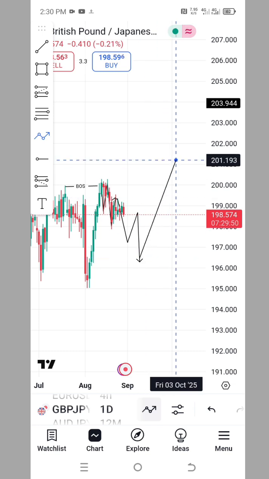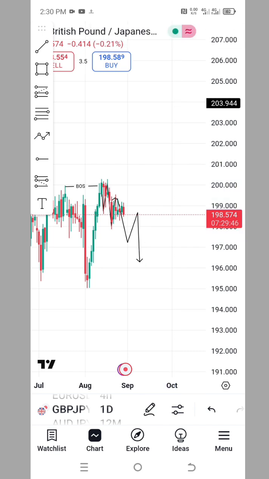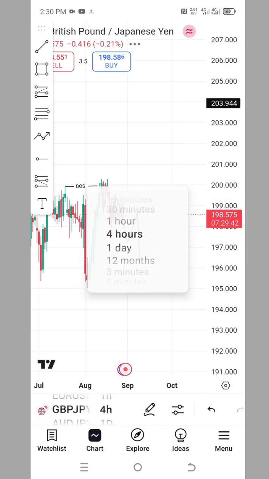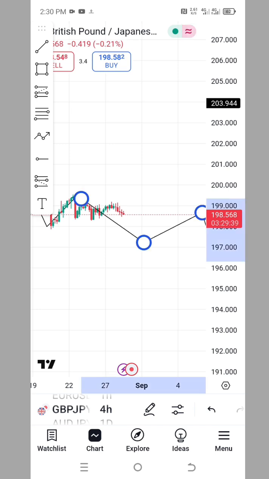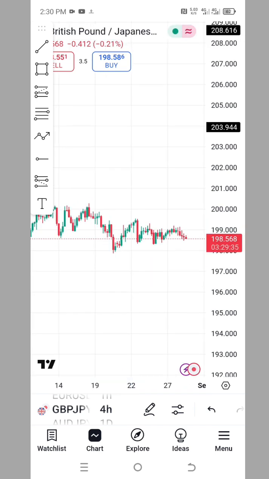Remember, we are not here to discuss which of the levels it is coming to. I hope I'm making sense. I really hope I'm making sense. That's how to know the substructure. Remember, this 4 hours is my substructure, but this 4 hours can also be a swing structure for another person.